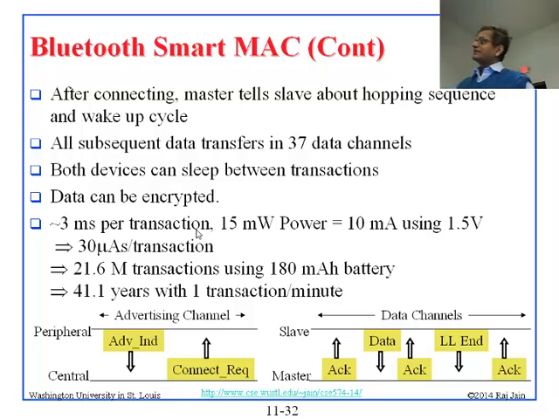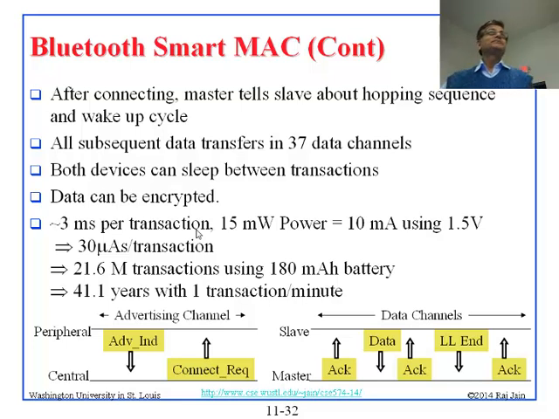So the next point here. Each transaction takes 3 milliseconds and takes 15 milliwatts of power. 15 milliwatt if you are using 1.5 volt battery. Actually, I checked, most of the batteries are 3 volts. But anyway, if you are using 1.5 volt battery, it will take 10 milliampere from that battery for 3 milliseconds. So that is about 30 microampere seconds per transaction. You take the milliampere, multiply by the seconds, you get microampere, because milli and milli become micro.